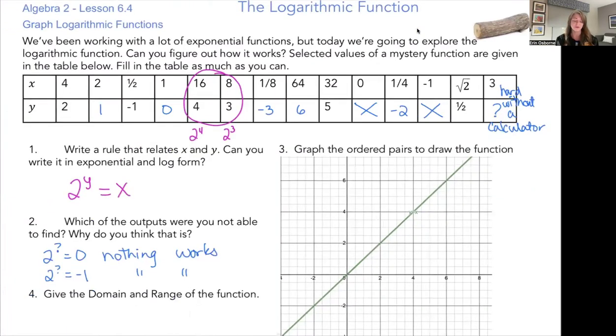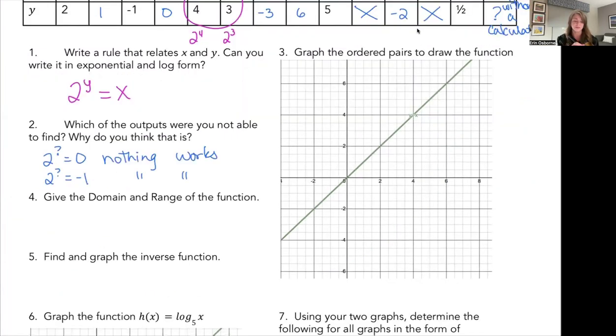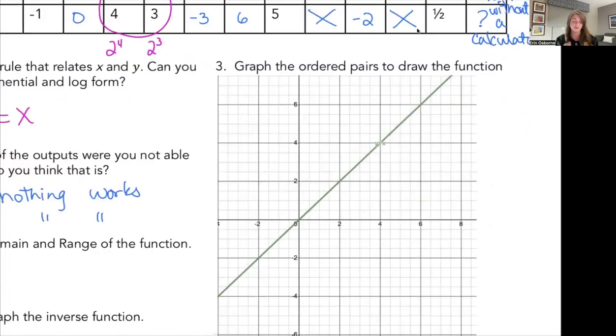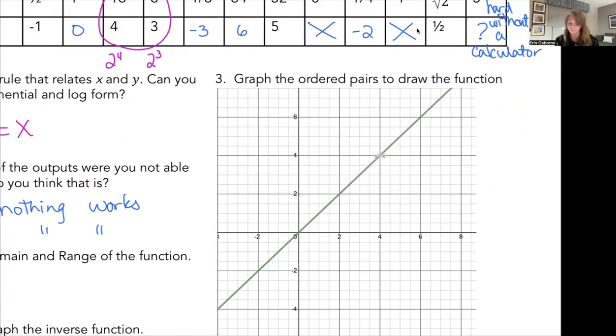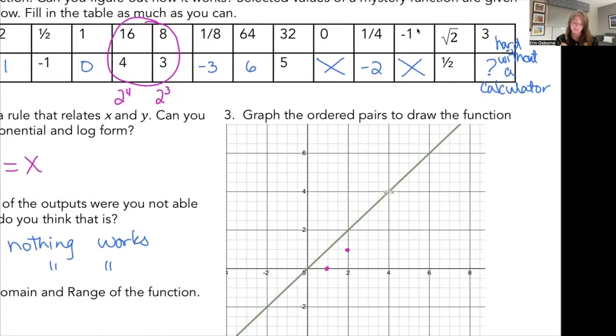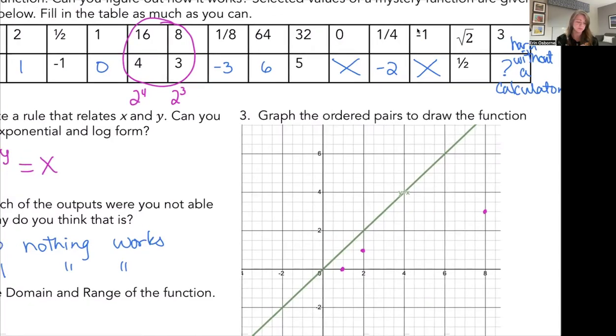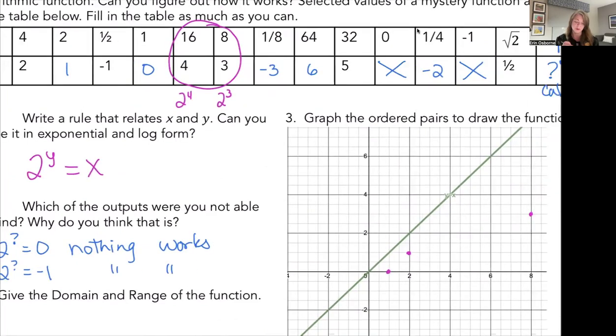On number 3, where it says graph the ordered pairs that we did in the table, this is going to be the log graph that we're graphing. Getting a few of these ordered pairs placed correctly would look like (1, 0), (2, 1), (8, 3), and (4, 2). These are some of the whole numbers: 4 to the right, 2 up. This is enough on the upper side.